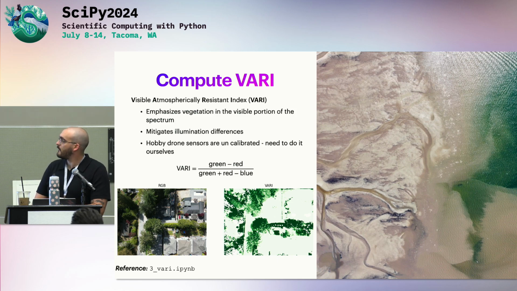And if you go really, really high, let's say in an airplane, and you want to account for more atmospheric problems, you can look at the blue band, the minus blue, that'll account for more atmospheric issues. But really what we'll mostly be doing is just green minus red over the sum of the two. The blue will help with altitude changes.